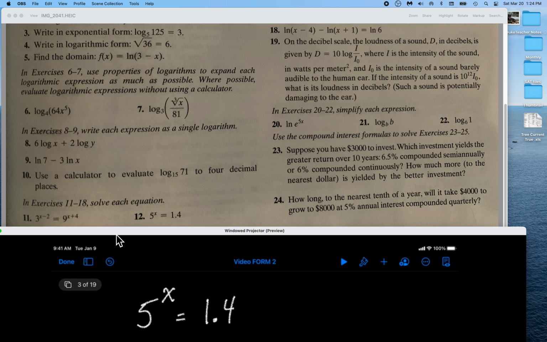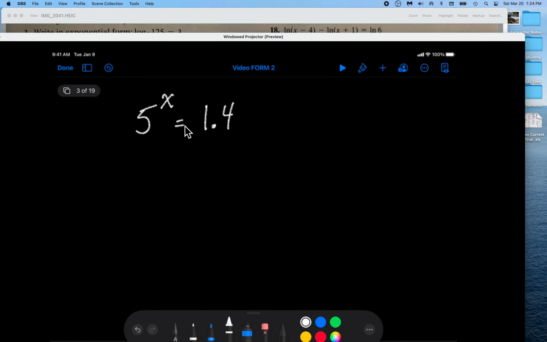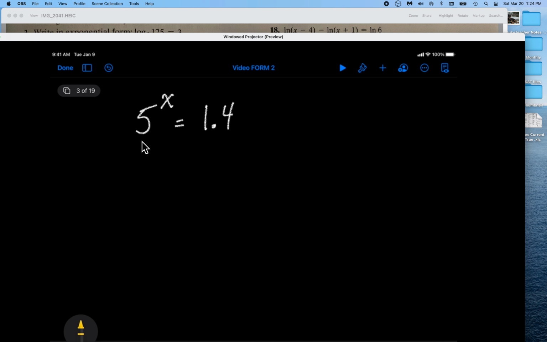Okay, now we have 5 to the x equals 1.4, and we're asked to solve this. This is number 12. Okay, so how do we approach this? There's no way to get a common base here like we did before. You don't see 3 and 9 here, or 2 and 8. So the only way to solve this is to use logarithms.